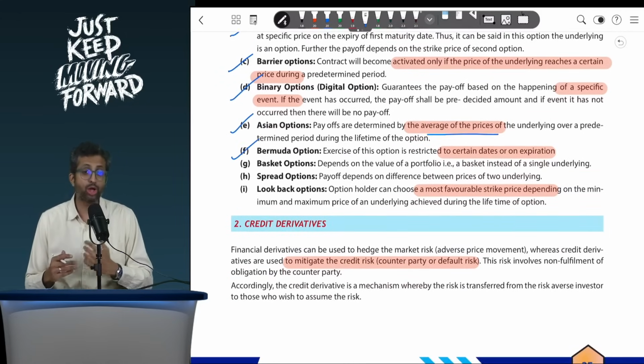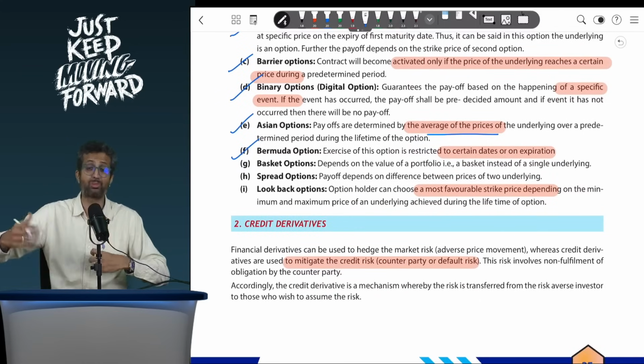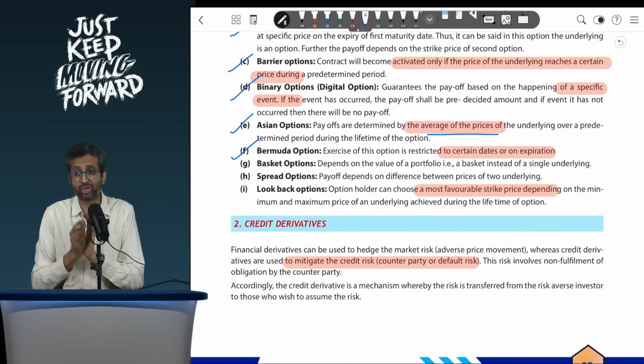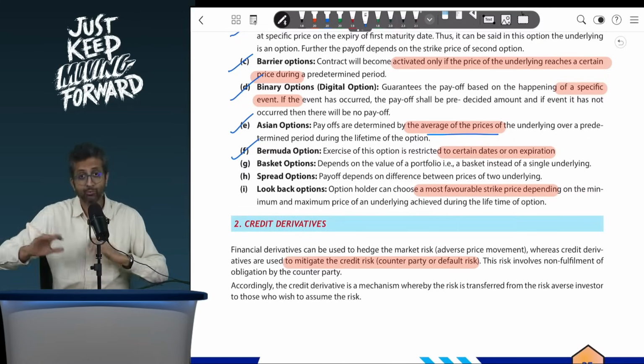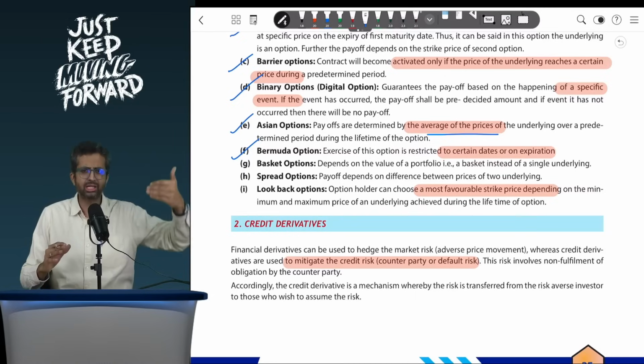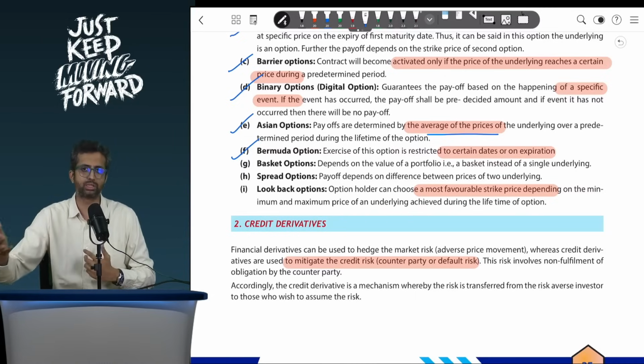Then you look at Bermuda options, where it is kind of a mixture between European and American, where American can be exercised at any date, and European can be exercised only at maturity. A Bermuda option will be exercised, let us say, at specified dates, not every day, but not necessarily at maturity as well. So if it's a 5-month option, let us say at every month end, you are getting an option to exercise if you want to. That is called a Bermuda option.